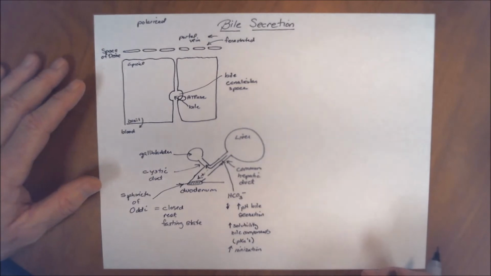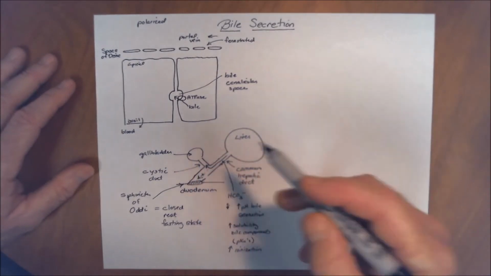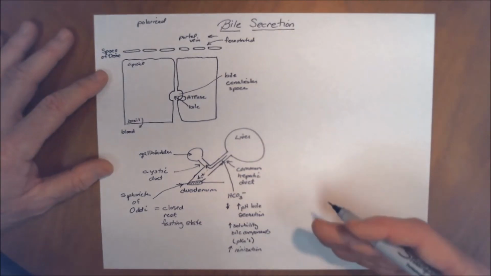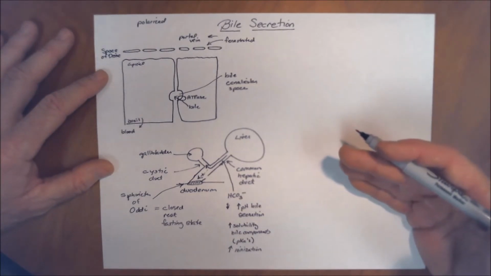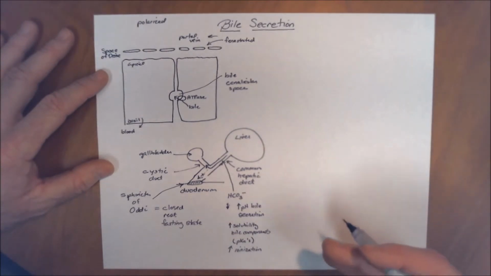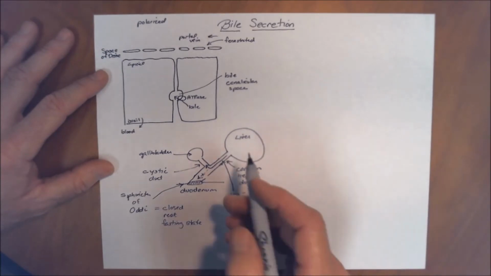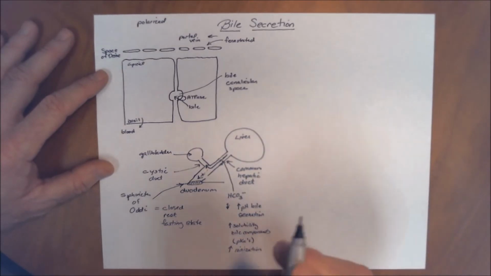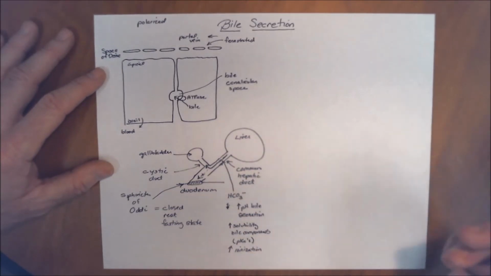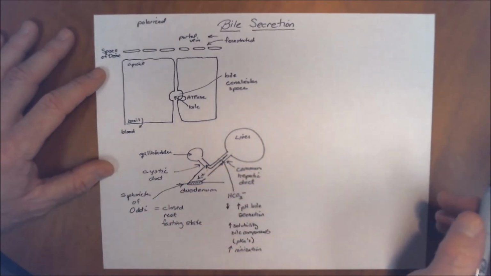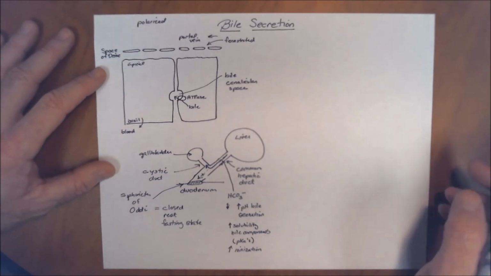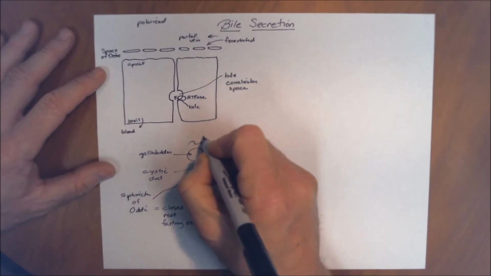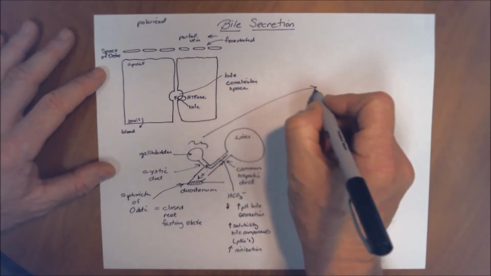Now, once we get the bile into the gallbladder, we are going to continually make bile components, especially the bile salts in the liver, so we are going to continually secrete from the liver and store the bile in the gallbladder. So in order to do that, we need to concentrate the bile that's in the gallbladder. So let's take a look at the gallbladder membrane.